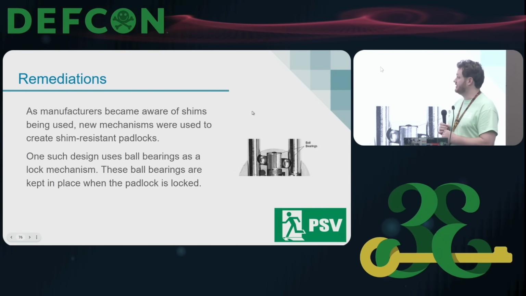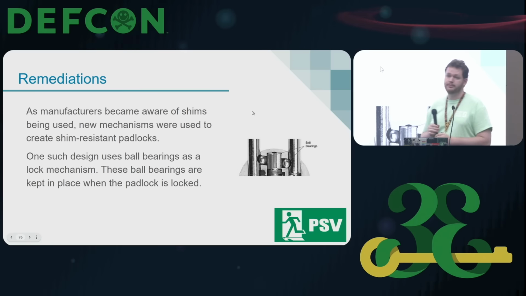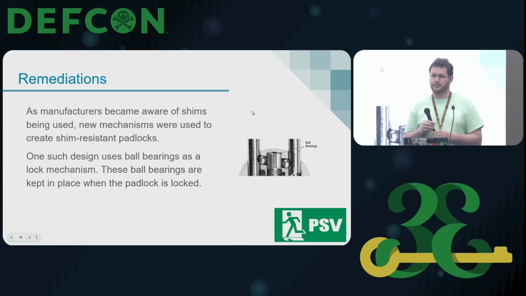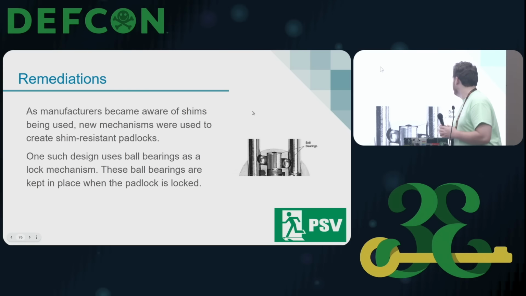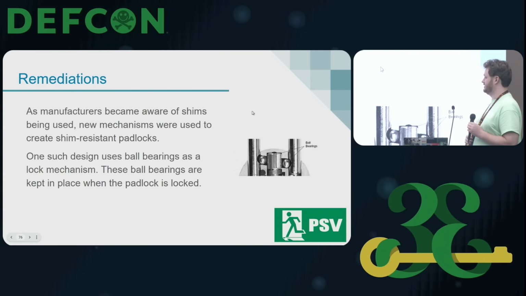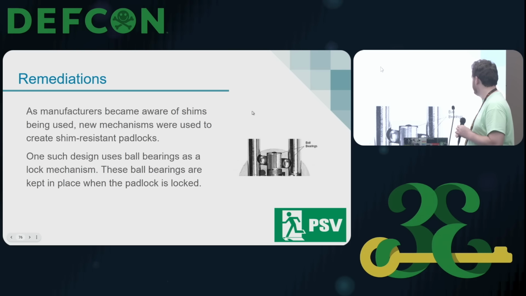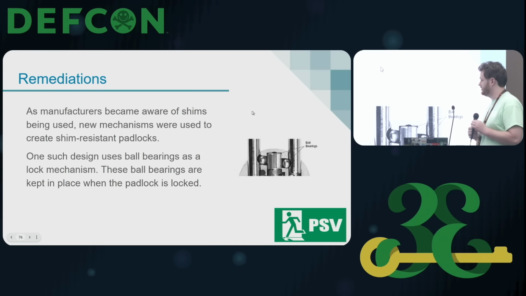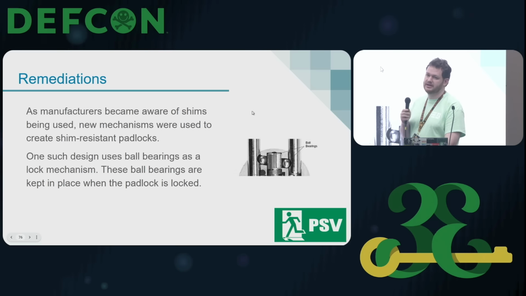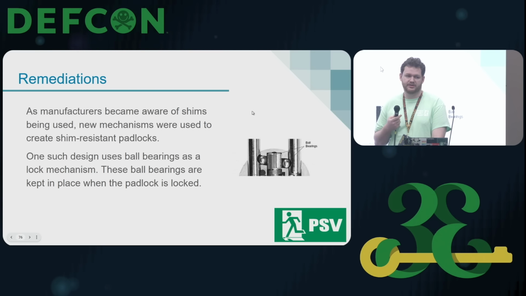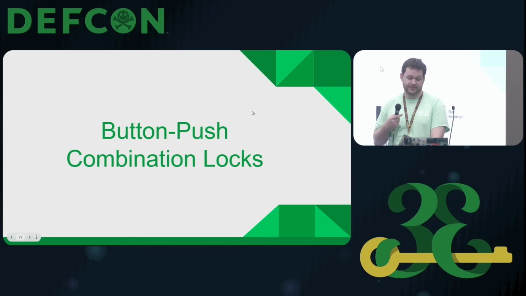So some remediations. As manufacturers have become aware of shims being used, new mechanisms are in place to make their locks more secure, because if you are a lock-making company and your locks can be bypassed with a can of Coke, you're not a very good lock-making company. So a lot of companies have been adding ball bearing designs into the locking mechanism. These ball bearings are kept in place even when the padlock is locked, which makes using the shims all the more difficult. And again, it creates a higher level of integrity within the lock itself, and does prevent your Coke can cutouts from being the thing that gets you into a standard building.